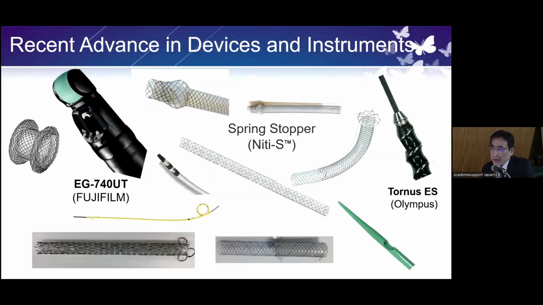So this picture shows the recent advances in devices and instruments. This is a Fuji new scope, a brand new scope, very good for me because we can puncture B2 very easily. This is the spring stopper by Dr. Isayama, a very nice stent to prevent internal migration. This is a Tornus dilator, invented by me, and a very good dilator. So in a situation like this, EUS-BD has now become easy and simple.